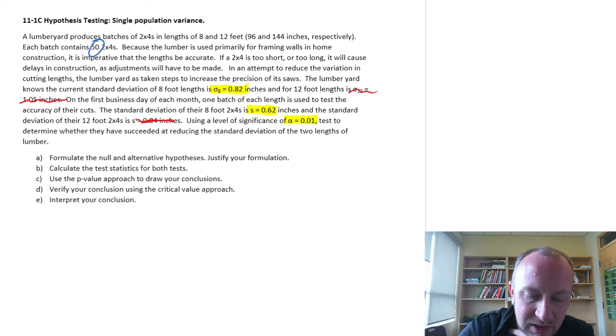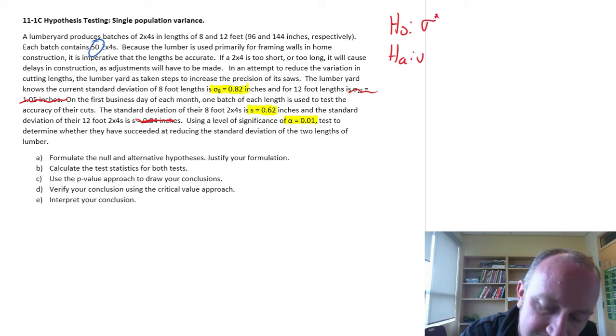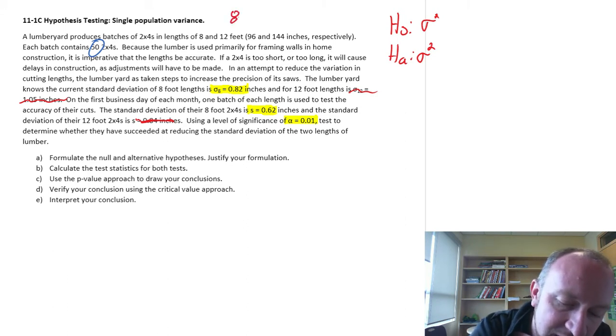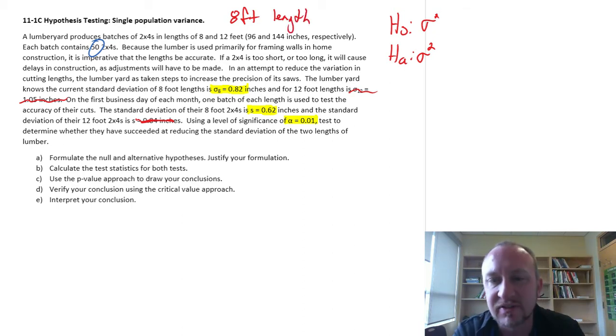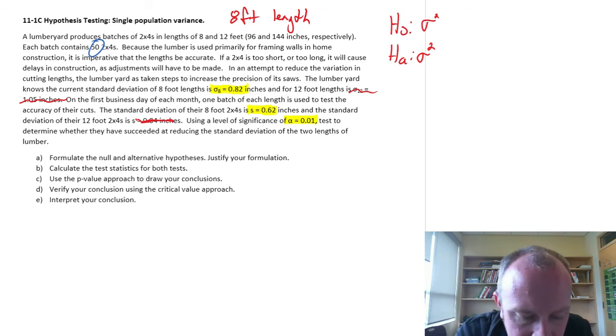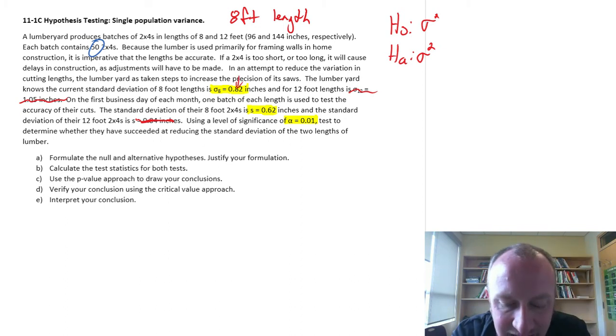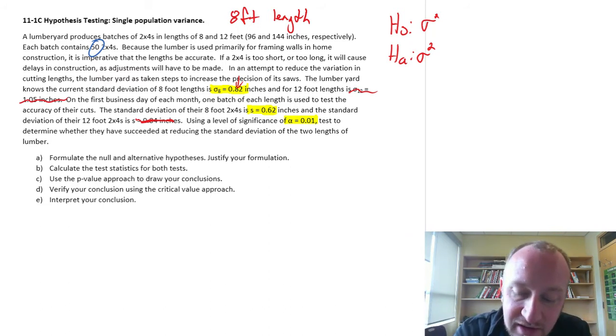Okay, so what are we looking at here? This is again a test on variance, so I'll set up our null and alternative. We're just going to look here at the 8-foot length of lumber. And as I said, we'll do another video for the 12-foot length. So we have a historical, or current, standard deviation of 0.82. And we have taken some measures to try to increase the accuracy of their cuts, or try to reduce the variance of their cuts.